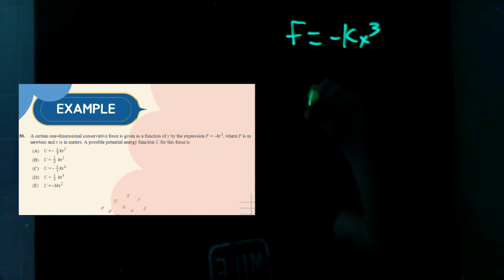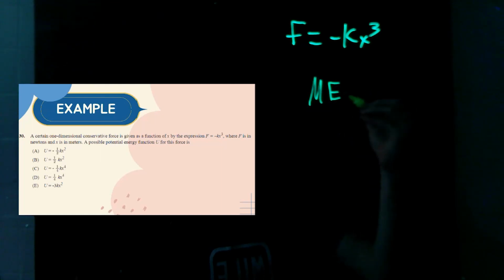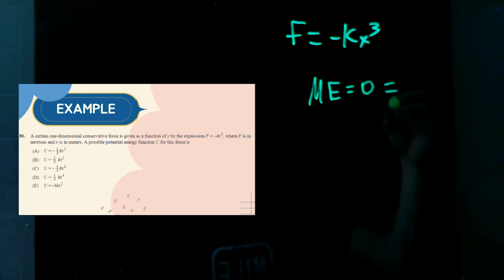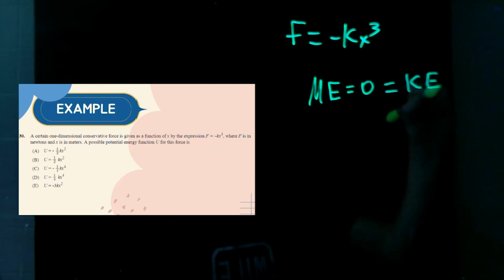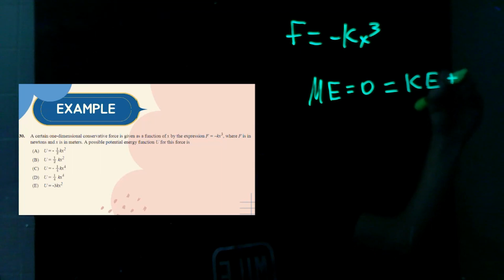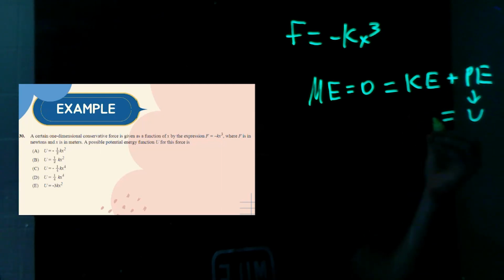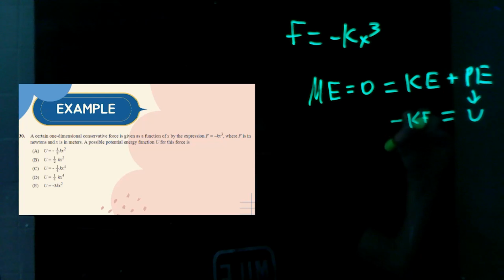So what we do know is that this mechanical energy is going to stay constant. So it's best to think of it almost as 0. So that's going to be equal to that kinetic energy plus the potential energy. And we can find this potential energy, which is this U. This is really what we're finding. So we're essentially setting this equal to negative kinetic energy.